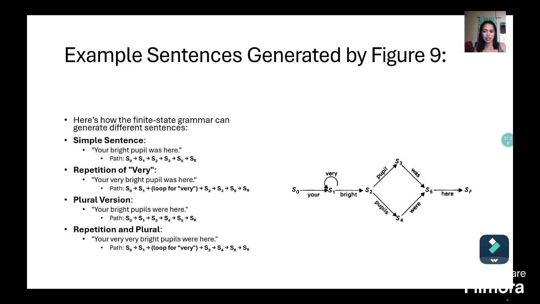Next is the repetition of "very." "Your very, very, very bright pupil." We're looping. So here's the path: moving to S1, moving to the loop of "very," to S2, to S3, S5, and the final state. Plural version: "Your bright pupils were here." So that is the plural version. These examples are generated from figure 9. Again, here's how the finite state grammar can generate different sentences.